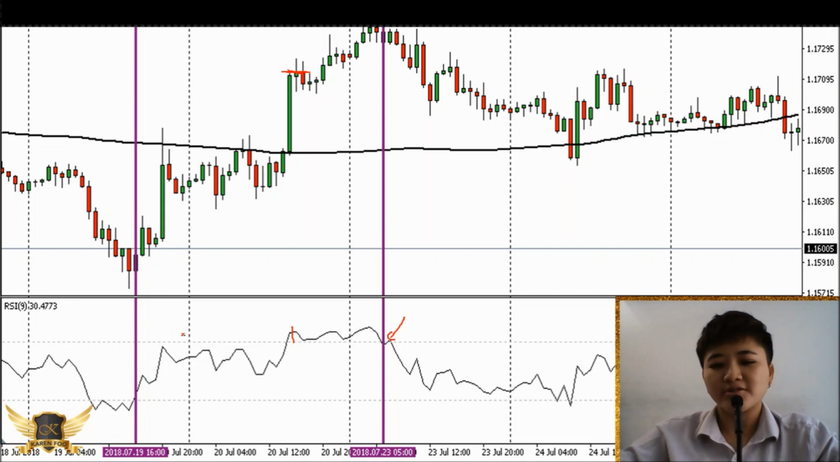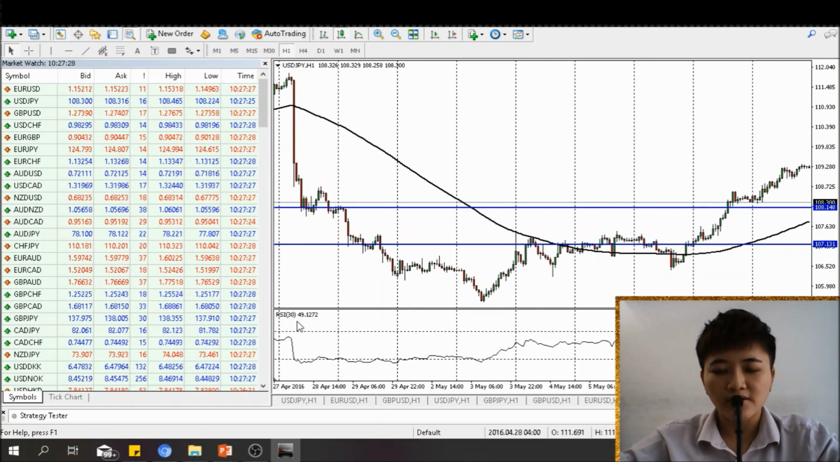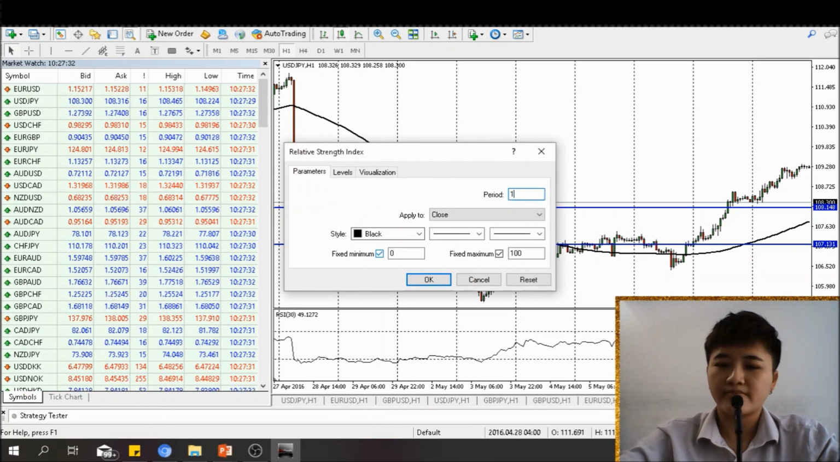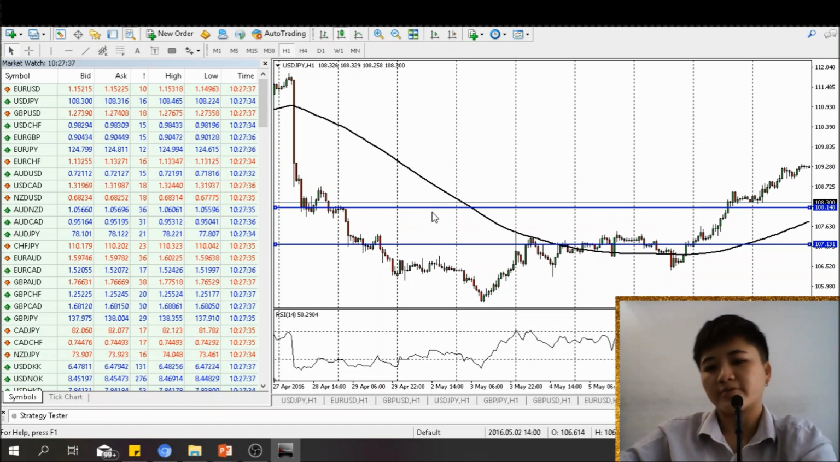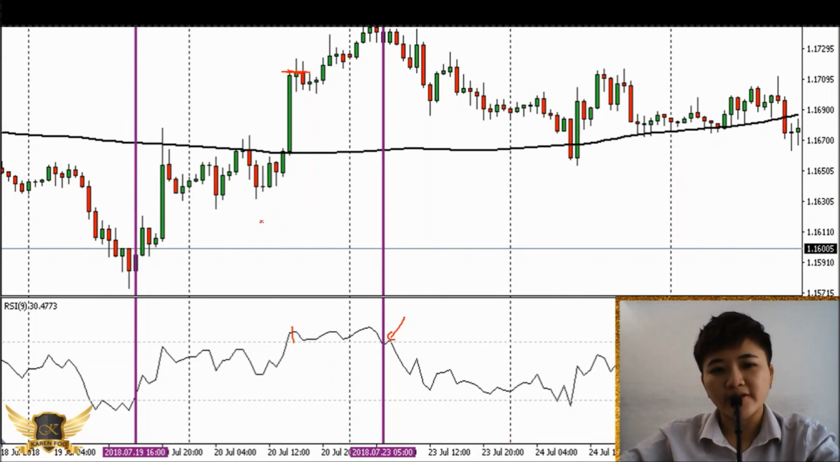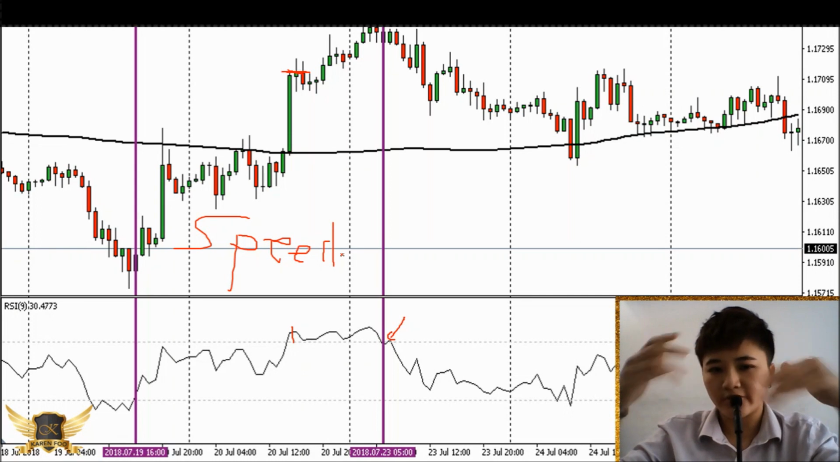And also, the other thing you need to take note of is the speed in which, let me change this back to 14, the speed in which it goes from overbought or oversold back to mid-range. Let me reiterate: the speed in which the RSI moves from overbought to mid-range, or from oversold to mid-range, is going to matter.